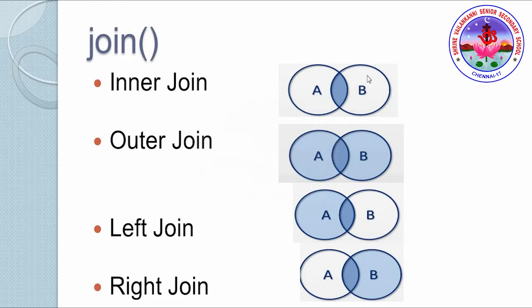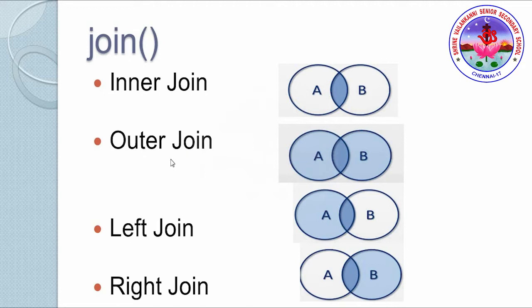As you can see from the Venn diagram, it is called intersection. You know what intersection is, right? Only the common values. So with A data frame and B data frame, the index values will be matched. Only for the common index value, the values will be combined. That gives the result as inner join.